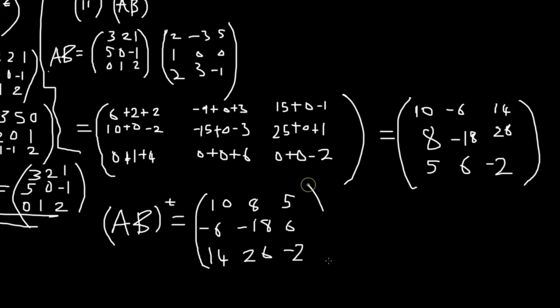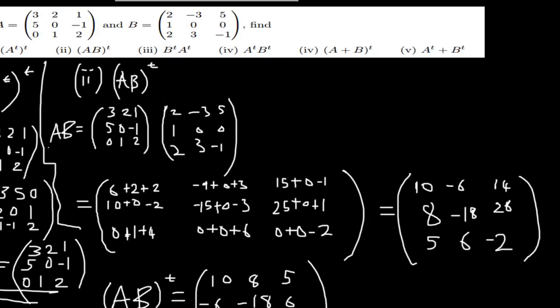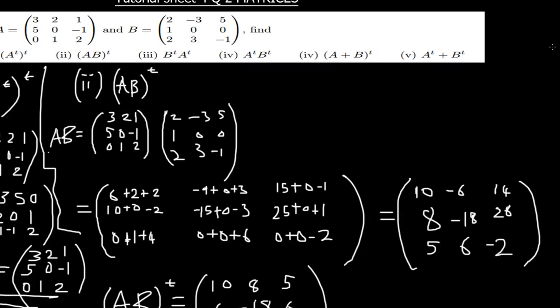Have you seen this leading diagonal has not changed? So this tells us that our answer is correct. We quickly move on to the next question there. So the next question says B transpose times A transpose. So what we're going to do is just to transpose our A and our B. So let me just write it here since it's a short question.